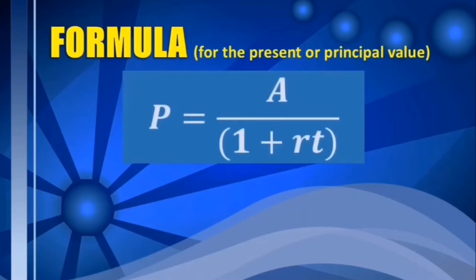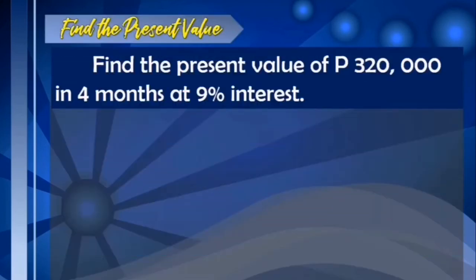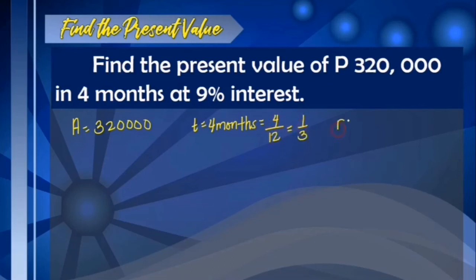It is given by P is equal to A over (1 plus R times T). This formula was derived from the maturity or future value. For example, find the present value of 320,000 in 4 months at 9% interest. So here we are looking for the value of P where A is given by 320,000. Time, which is 4 months, and to convert this in terms of years, we have to write this in the form of 4/12, which gives us 1/3, and the rate, which is 9% or 0.09.